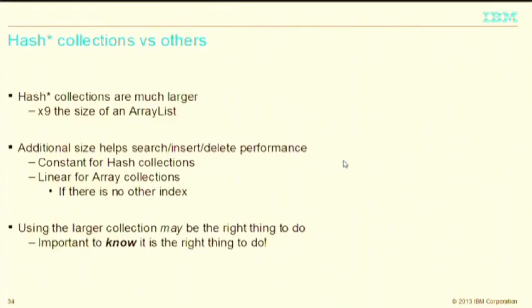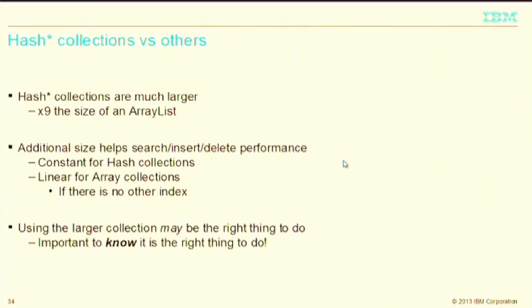So hash collections versus others. I said the top three were very big. And in terms of overhead, they are 9 times more overhead than an array list. So array lists are much more memory efficient if you can use them. But as I said, the access time for a hash table or a hash map or a hash set should be linear. There's only one set of operations required to actually get to your data.